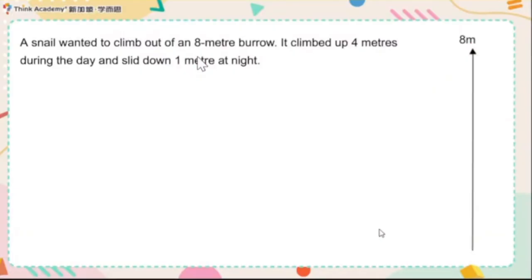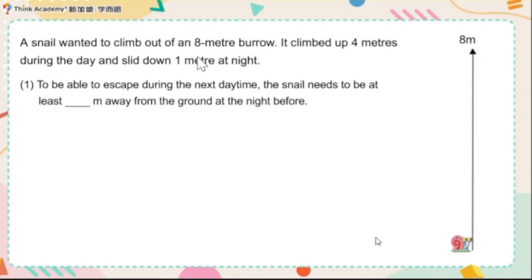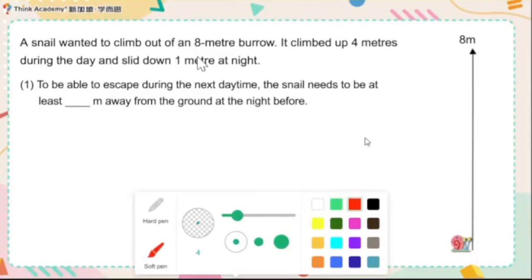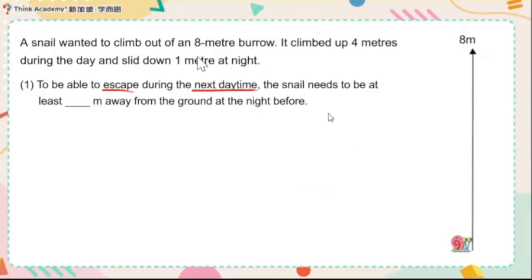If I already know I am going to climb up an 8-meter burrow and I can climb up 4 meters during the day, and I want to escape during the next daytime, let's say night has fallen and then I rest and then the next day I need to escape during the daytime, I just go up, I don't fall down, I can escape. Then the snail needs to be at least how many meters away from the ground the night before, to be able to escape during the next daytime?